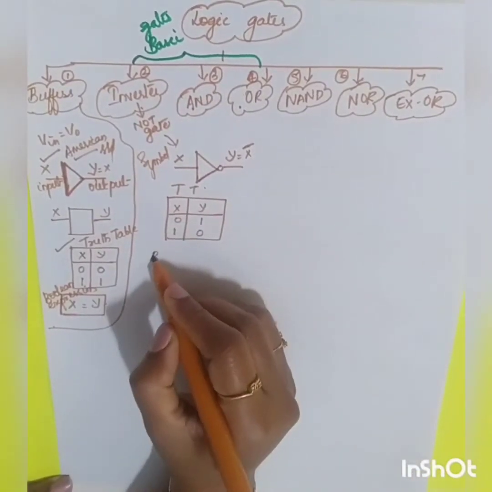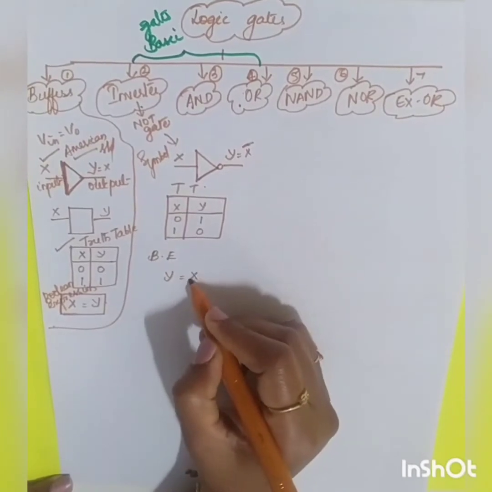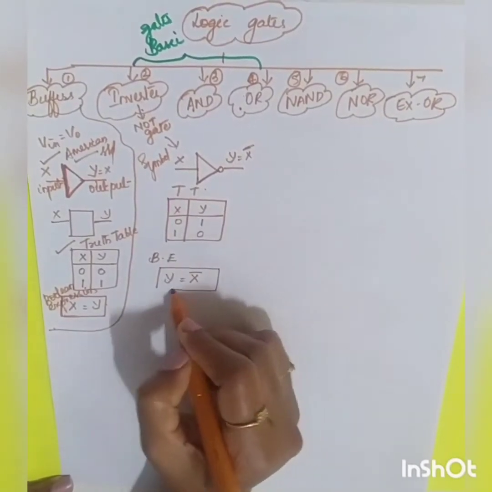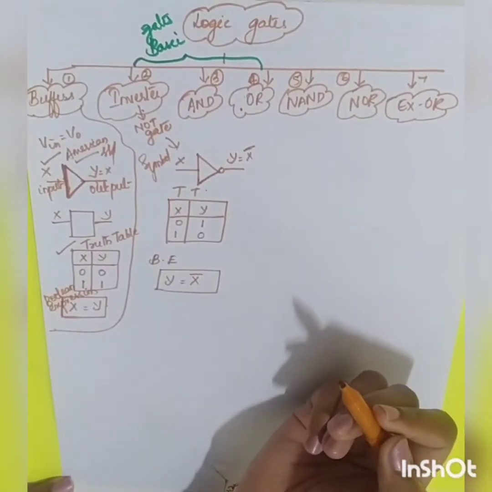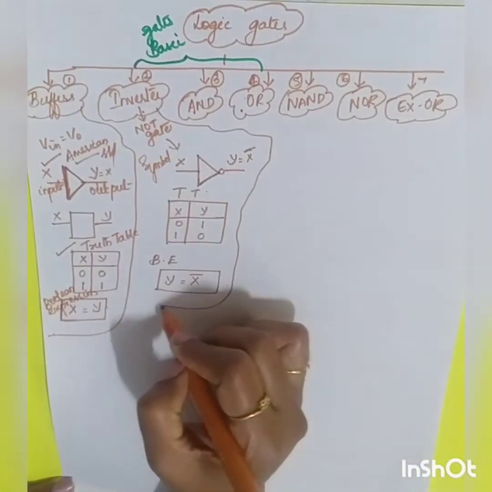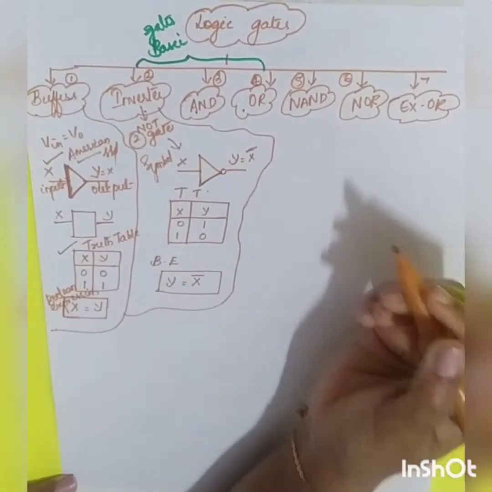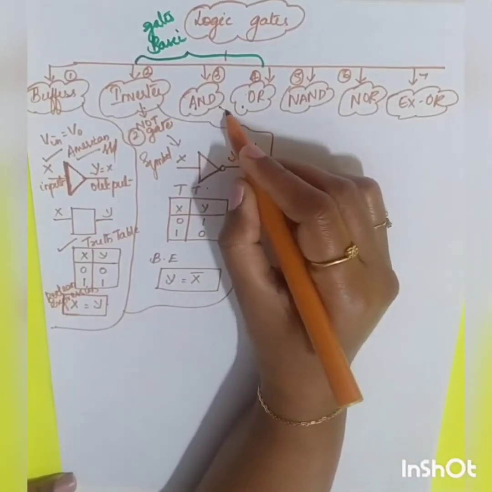So what will be your Boolean expression? Output Y is equal to X bar. This is the Boolean expression of your NOT gate. So this is your second one, that is your inverter or your NOT gate. Now moving on to the third one.